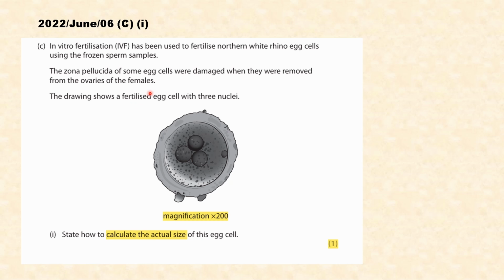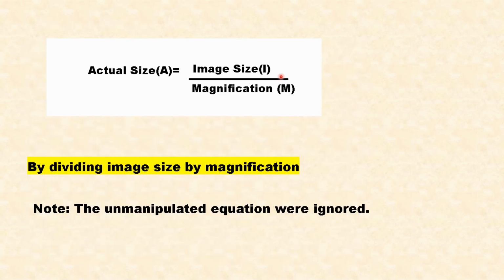You are provided with a picture of a fertilized egg cell and the magnification is given as 200 times. Your task is to explain how to determine the actual size based on the information provided. Therefore, you don't need to take any measurements. It's essential to be clear in your explanation.